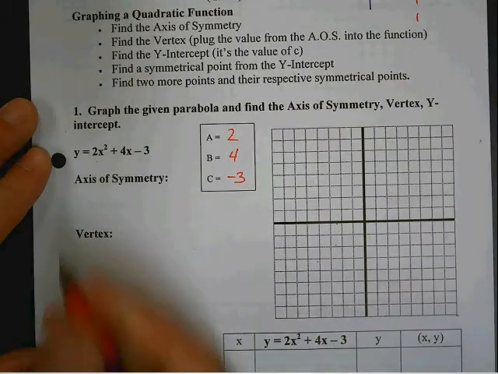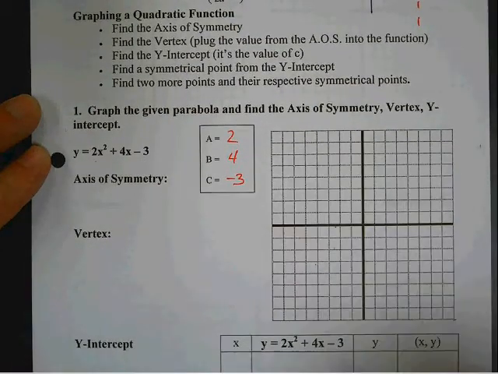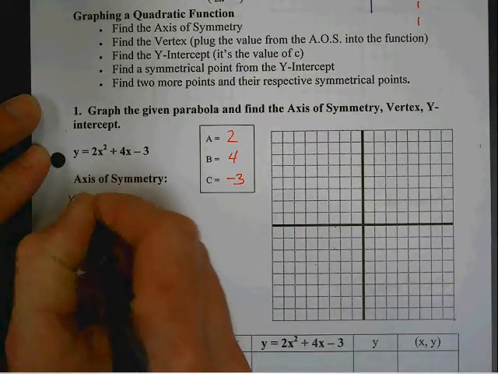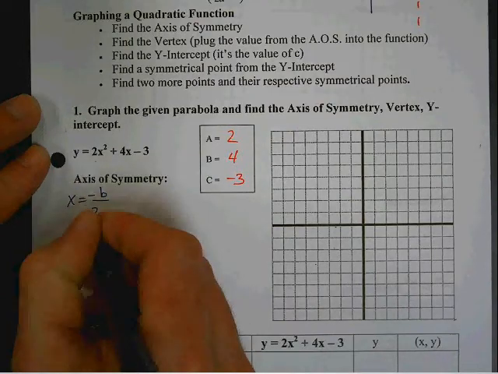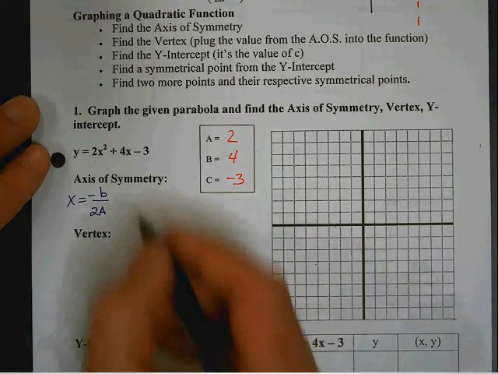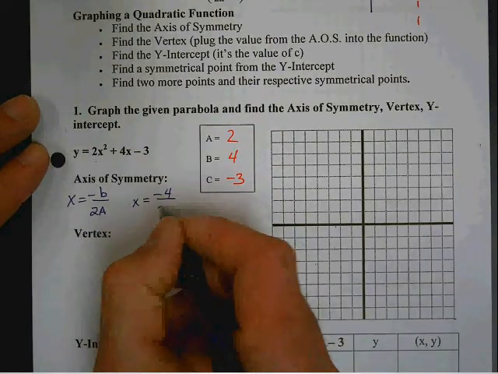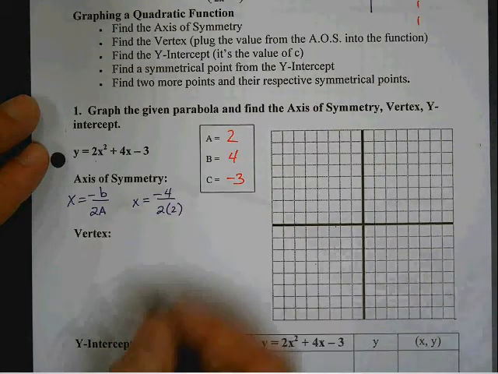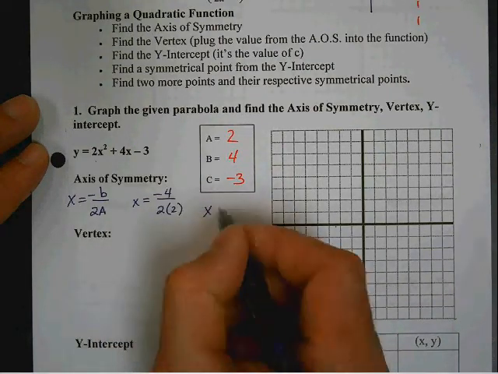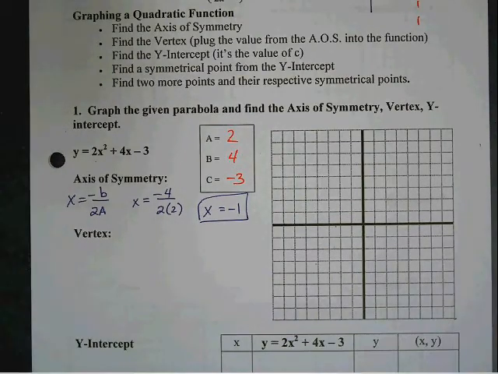All right, so here we go. Now, every time you do this on your homework, I would encourage you to write down the formula for the axis of symmetry, the opposite of b over 2a. And now I'm just going to plug in the values for x. Negative 4 over 2 times 2, that's negative 4 over 4, or negative 1. Did I go too fast there? That makes sense? I'm just plugging in the values to find out that number.